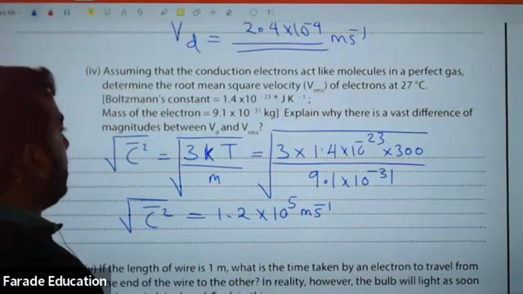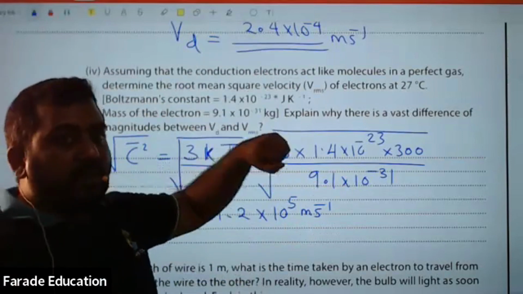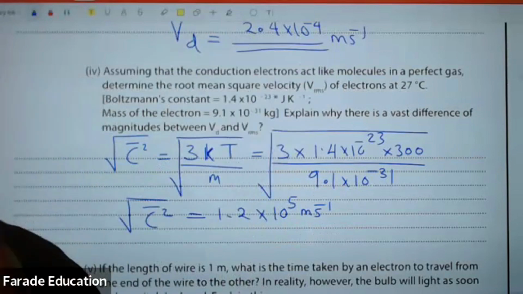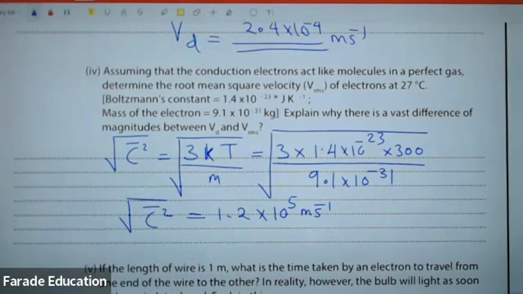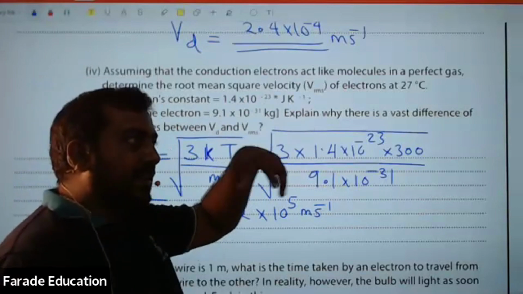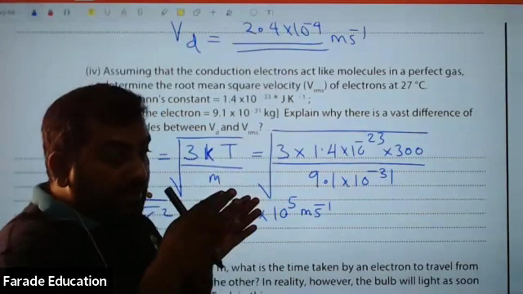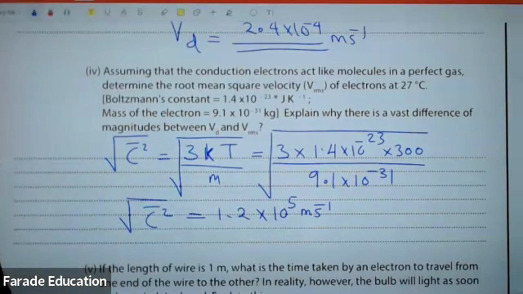Explain why there is a vast difference between drift velocity and VRMS. Number one, electrons are not ideal gases traveling randomly. VRMS measures how electrons act like gases, travel randomly, and collide with other particles. But in a conductor, electrons are traveling across an electric field uniformly. That is the main difference.